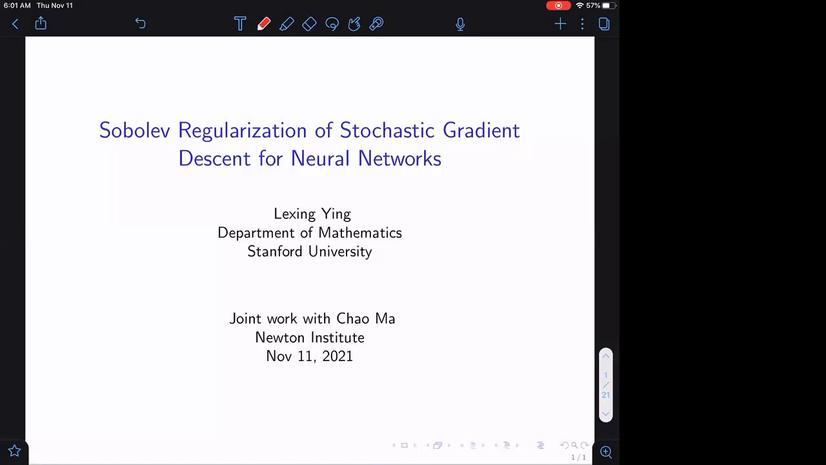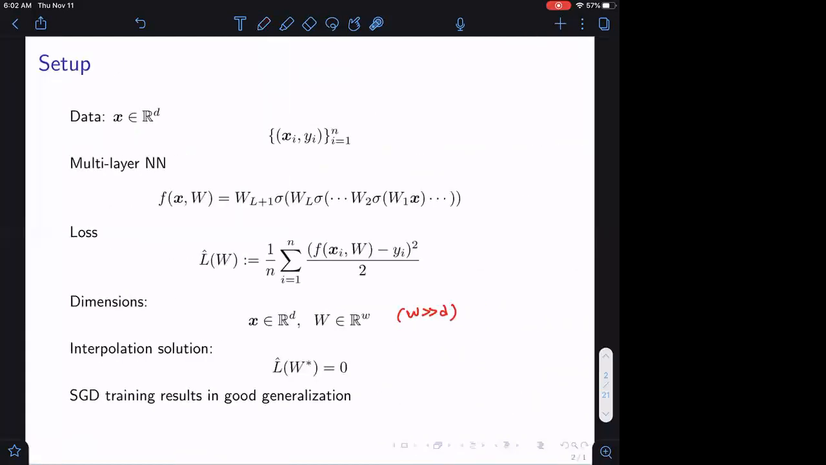Okay, so today I'm going to talk about some recent work. The title is the Sobolev regularization of SGD for neural networks, and this is joint work with Chalma, also at Stanford University. Here we consider a very standard setup in neural networks. Let's assume that our input data X is D-dimensional, and the data is given as Xi and Yi, where Yi is a real number. So this is a regression problem, and you want to train a neural network to fit this data.